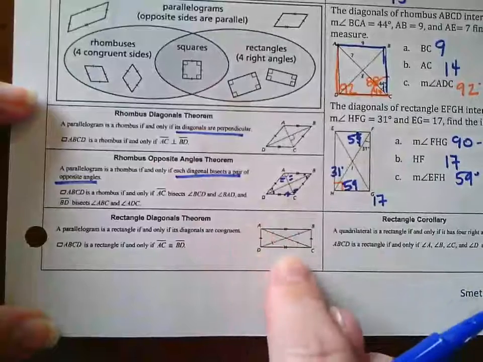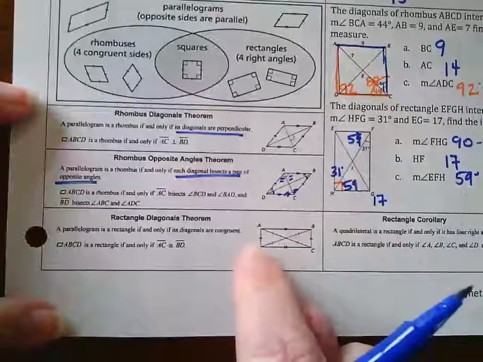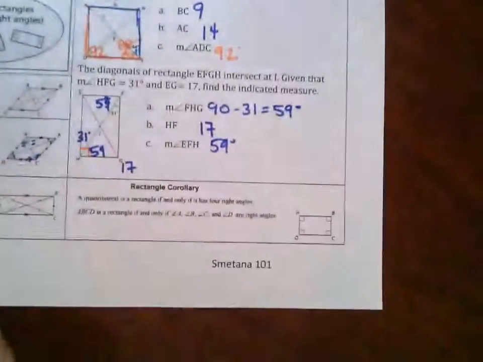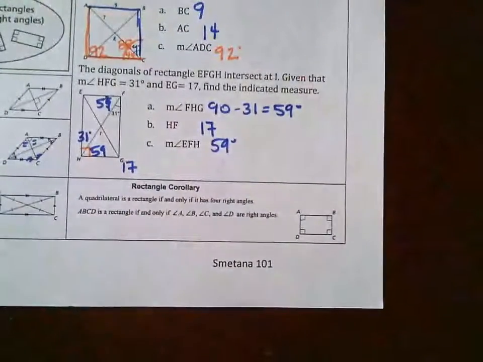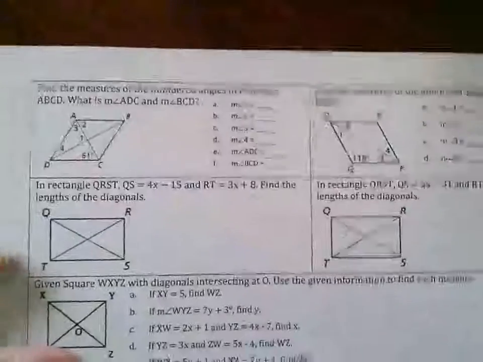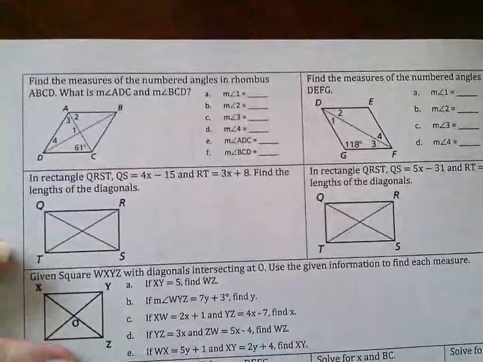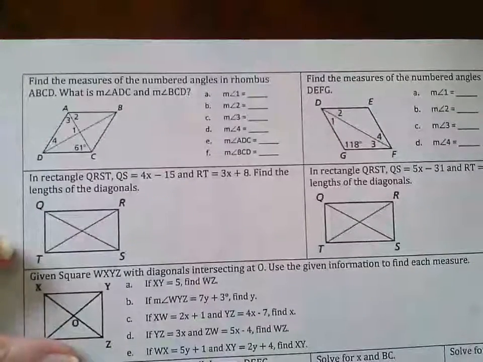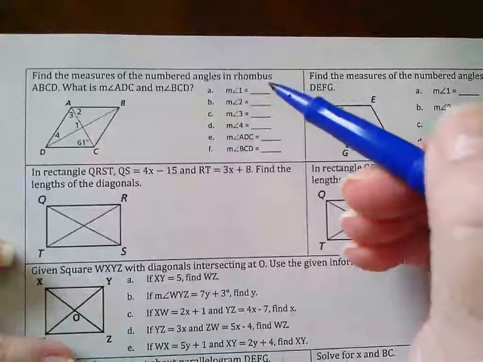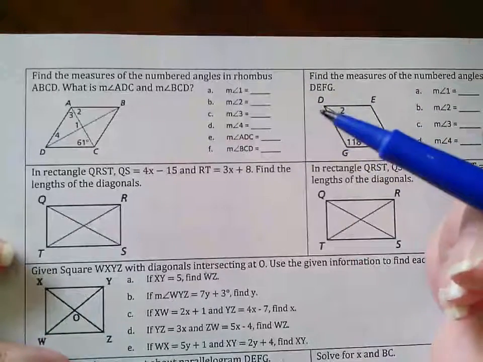And the diagonals theorem, for the rectangles, the diagonals are exactly congruent. And a rectangle has to have 4 right angles. We talked about that. So let's practice some of this. This is a little bit of a longer lesson, but let's get through some examples so you can see what we're doing here. So find the measures of numbered angles in the rhombus ABCD.